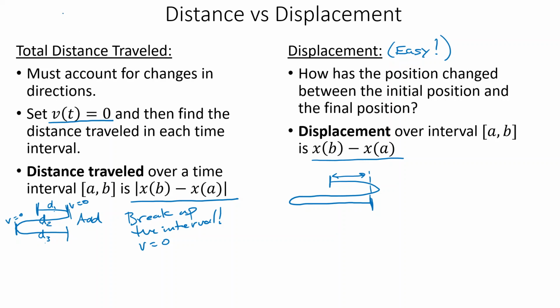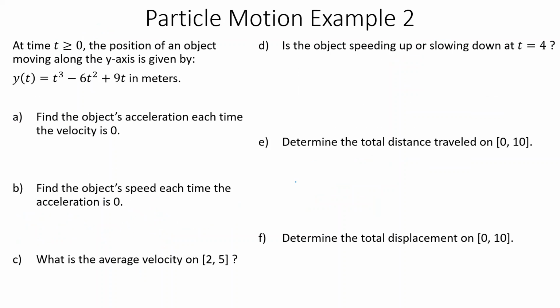All right, so distance is the harder one. We got to do the derivative, set it equal to 0, and then find the difference in the position for each one of those times it equals 0. Displacement, how has it changed? And displacement could be positive or negative. Like maybe it's gone backwards some, maybe it's gone forward, maybe it's gone to the right, maybe it's gone to the left.